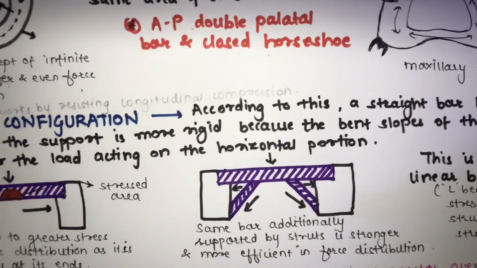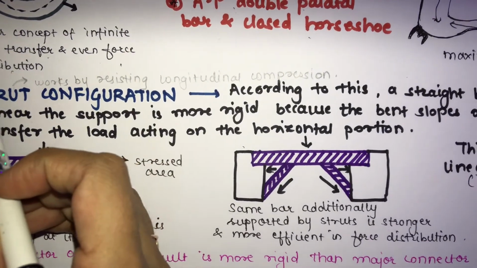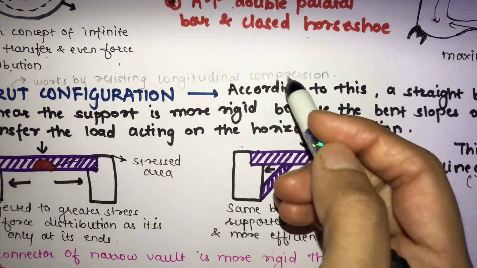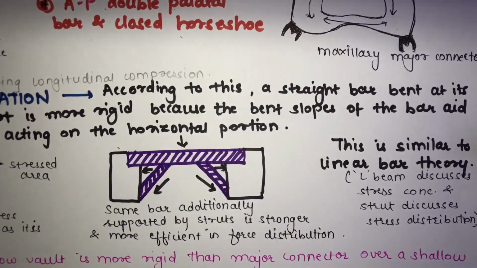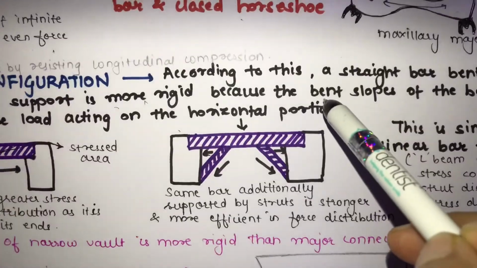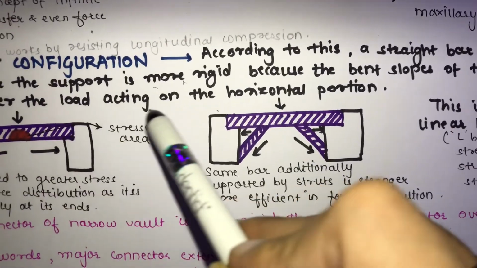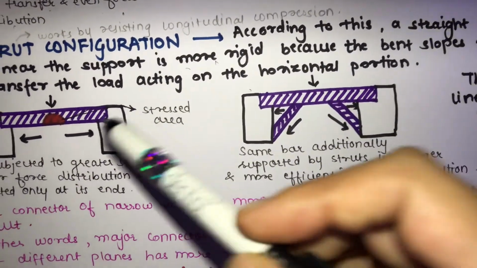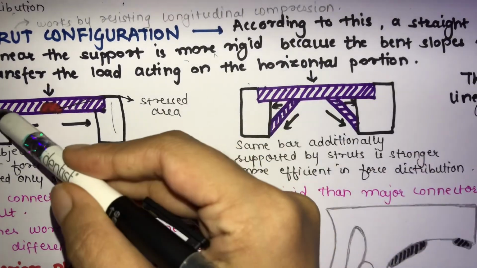And the last one is the stirred configuration. Stirred is nothing but a rod or a bar, and it works by resisting the longitudinal compression. According to this, a straight bar which is bent at its end near the support is more rigid because the bent slopes of the bar aid to transfer the load acting on the horizontal portion. So basically it's this diagram. The bars are bent at the ends.